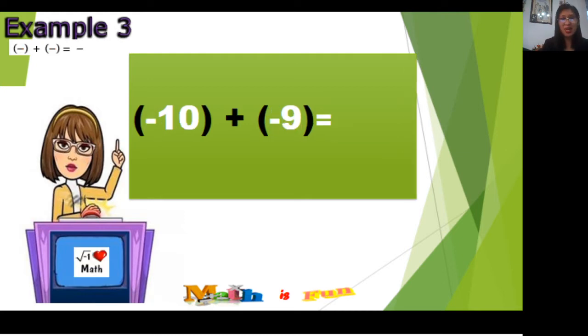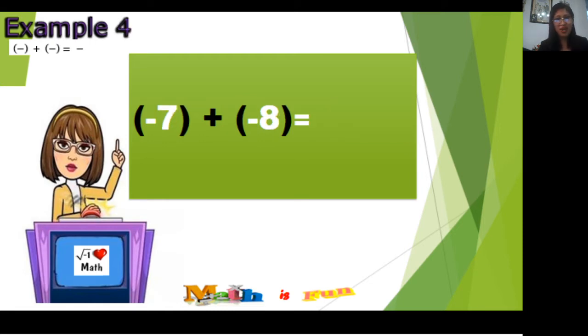Let's proceed to example number 3. Negative 10 plus negative 9. The two are both negative. So, apply rule 1. Add the numbers 10 and 9. Then carry the common sign, negative. So, negative 10 plus negative 9, the answer is negative 19.